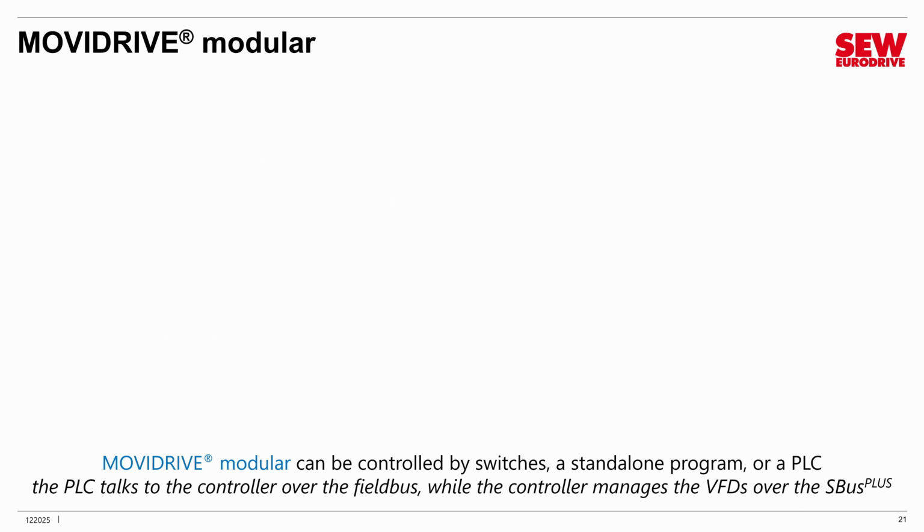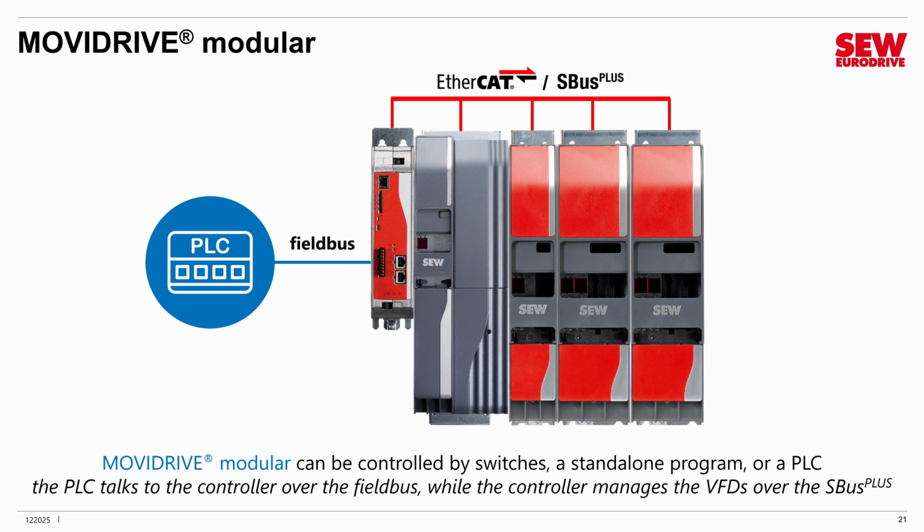A MOVIDRIVE modular can be controlled by switches, but it's more likely to be controlled by either a standalone program that you have written that runs in the SCW controller, or controlled by a third-party PLC. This is how that would be set up. You would have your MOVIDRIVE modular with its controller, everything linked together by EtherCAT and SBus Plus, and your third-party PLC talking to the controller over the field bus.